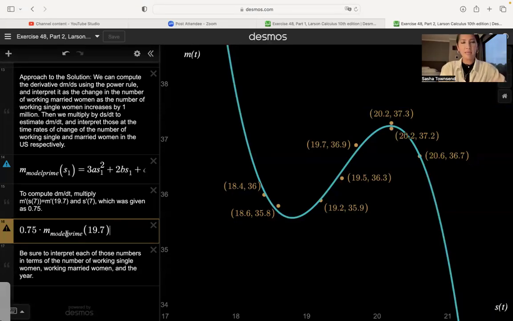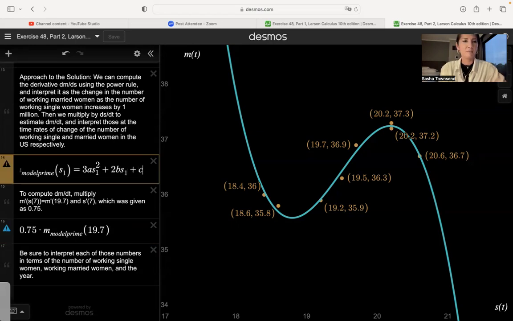Okay, so the derivative of our model is m prime of s. I had to type that in manually, so I just wrote m submodel prime to define the definition of my derivative function. And so I just got 3a times s squared plus 2b times s plus c. So that's a function of s.